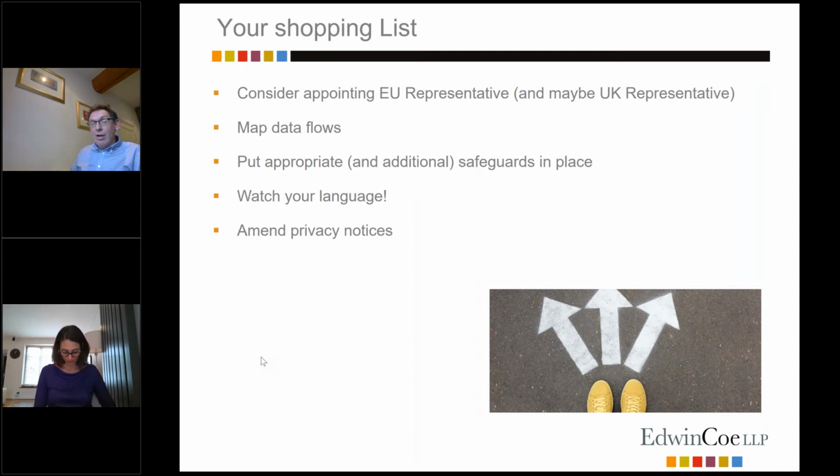It doesn't really matter whether that data is going between you and a third party, maybe one of your suppliers or a customer, or whether it's going between companies in your group. Exactly the same rules apply. It's still going to be a restricted transfer. So you need to go through the same exercise: map those data flows, work out where the data is going, and then work out how you're going to deal with that restricted transfer. Is there an adequacy finding? In which case, great, carry on. If not, think about what safeguard to put in place.